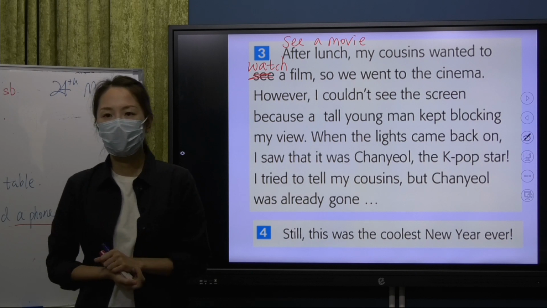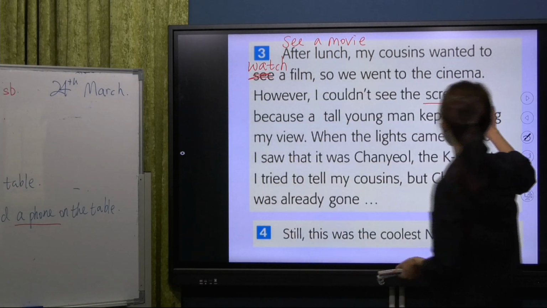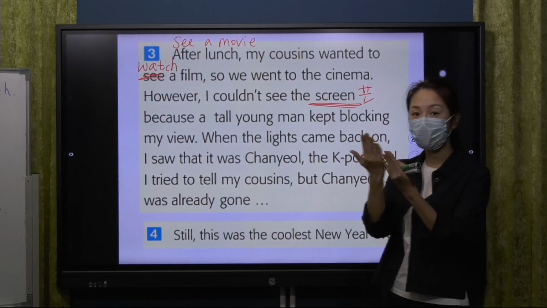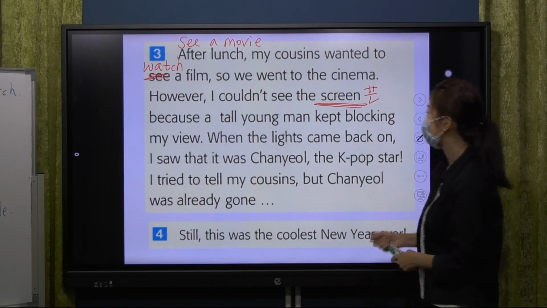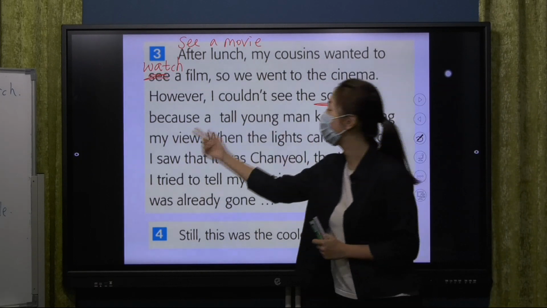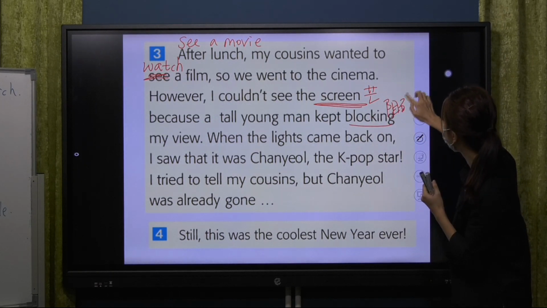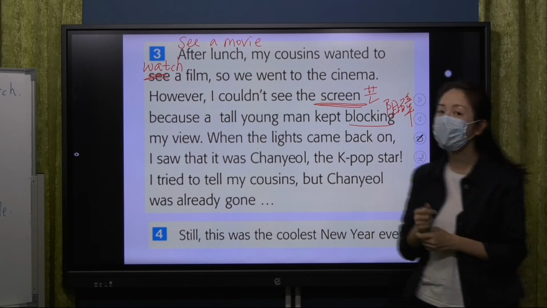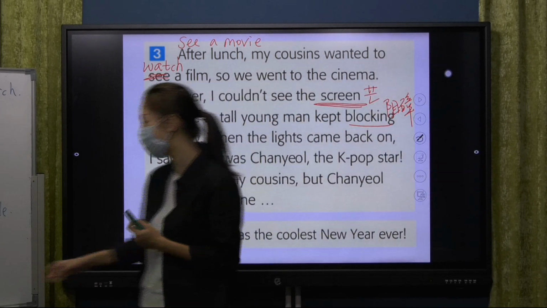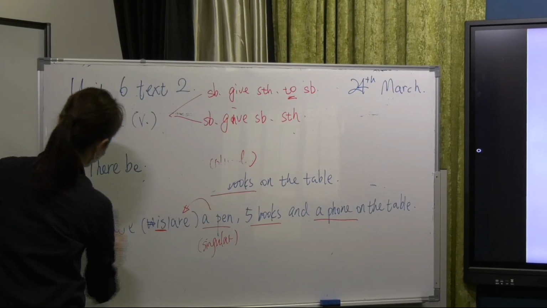However, I couldn't see the screen because, okay, screen, 我哋最熟嘅 monitor screen. I can't see the screen because a tall young man kept blocking my view. Block, 阻住我啊. Kept blocking my view. So now let's write one more note.